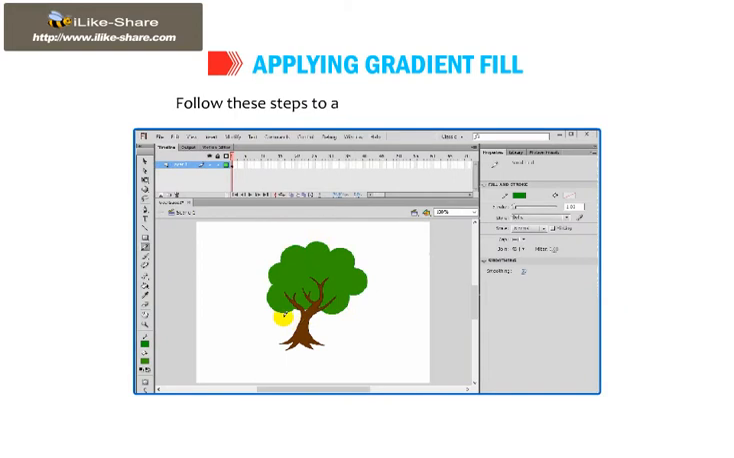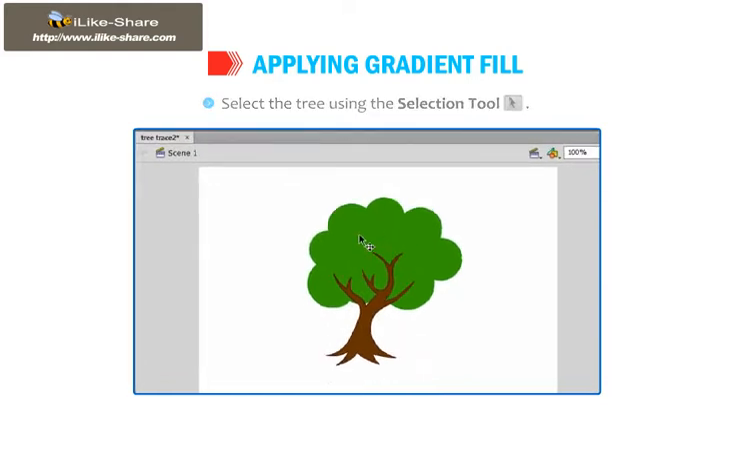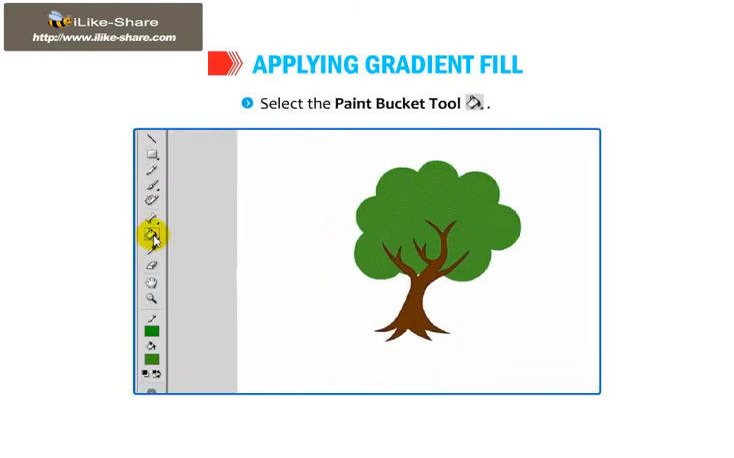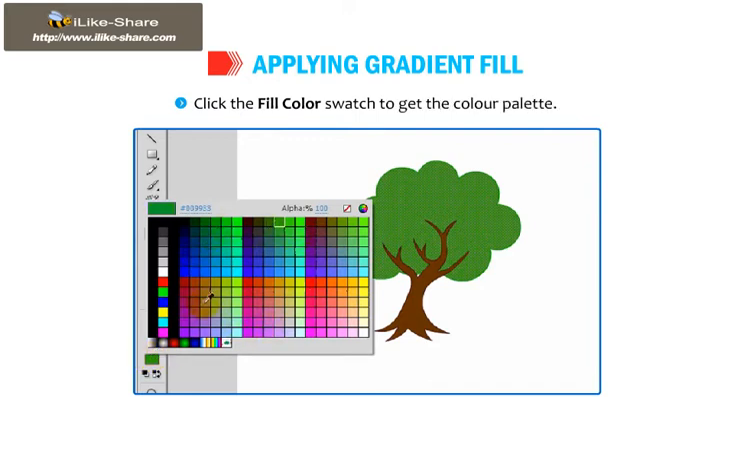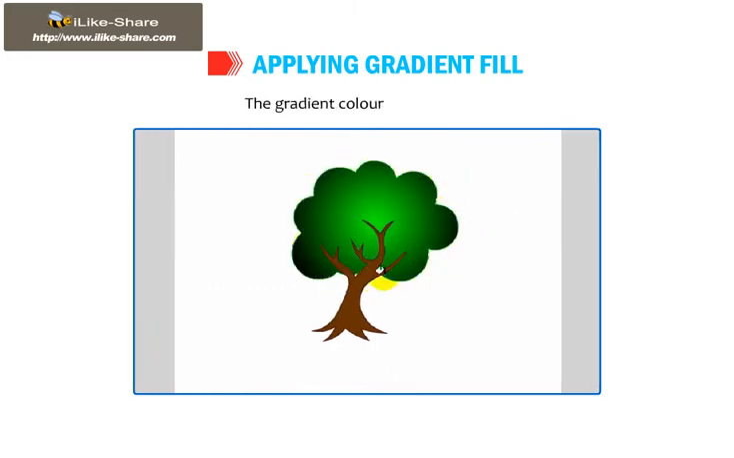Follow these steps to apply a gradient fill to an object. Select the tree using the selection tool. Select the paint bucket tool. Click the fill color swatch to get the color palette. Select the gradient effect from the swatches panel. The gradient color fills the shape.